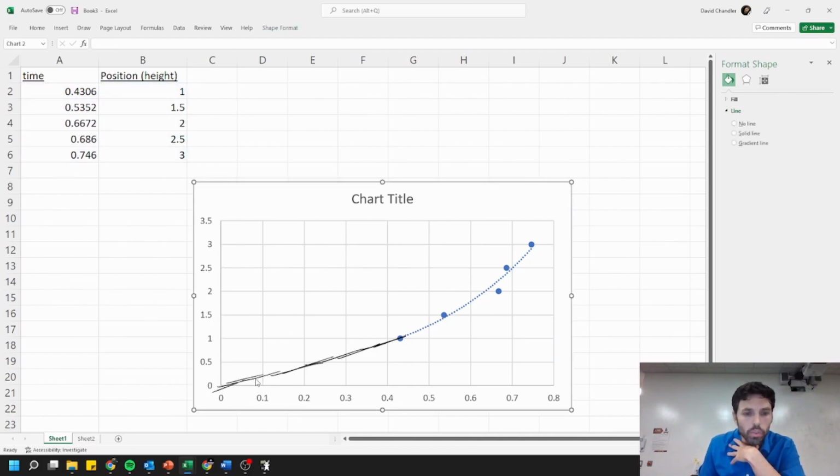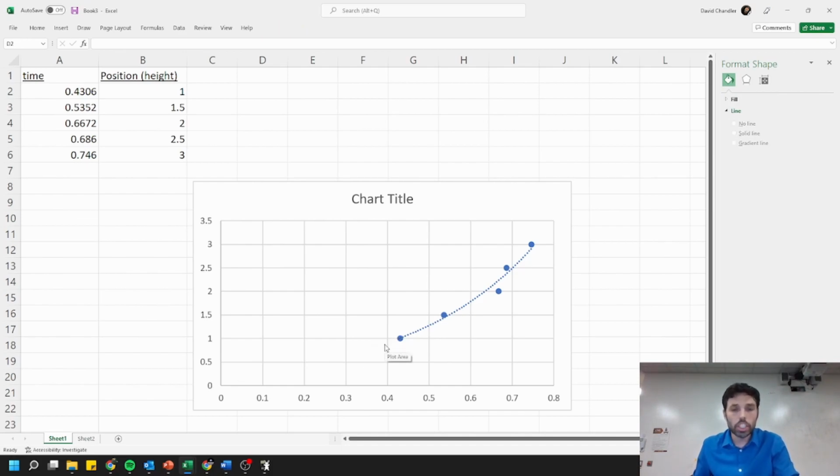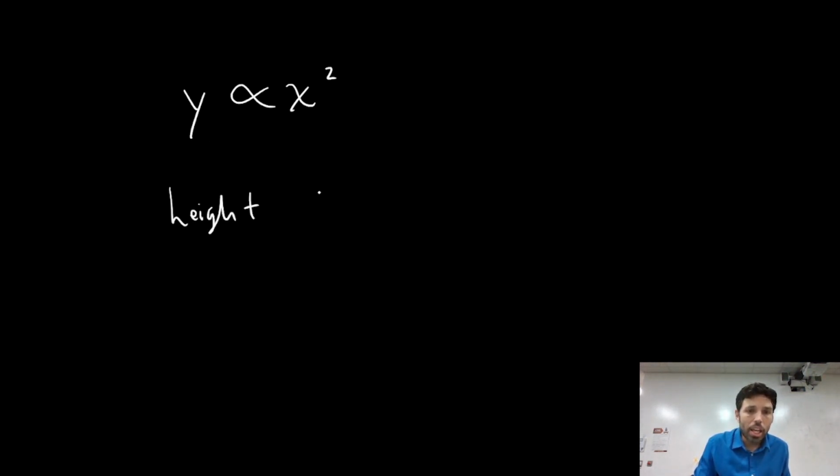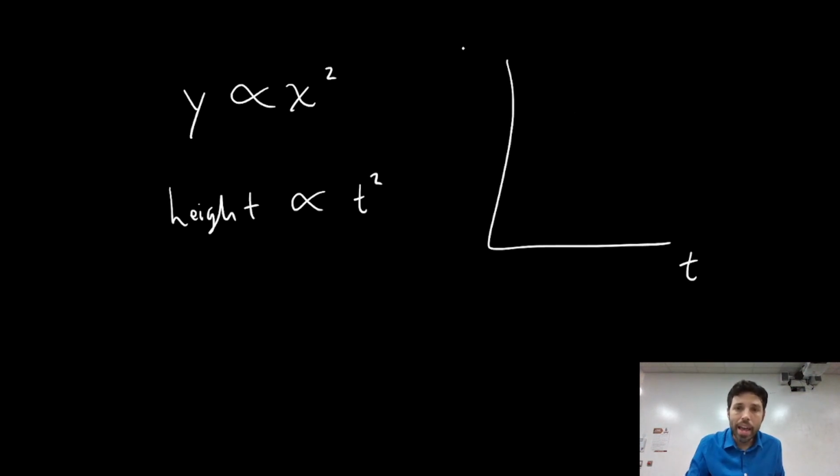All right, so let's go ahead and linearize this graph. So now that we know the relationship for this is going to be y proportional to x squared. So remember, instead, let's replace the y and x's with actual variables. y is the height, right? How high we were. Height is proportional to time squared. But we didn't graph time squared. We graphed just time and height, or position, whatever.